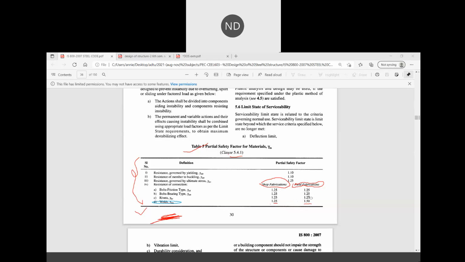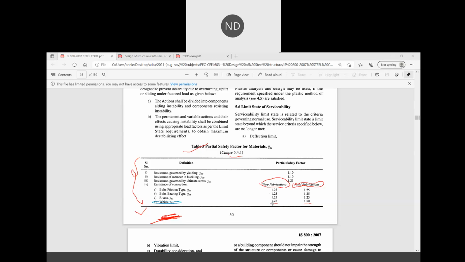Suppose you are joining two metal parts with the help of welds, whether fillet welds. I think I have talked with you about the different types of welds. One was the fillet weld, one was the slot weld, the other was the groove weld. Overall, when you're using the partial safety factor gamma MW for welds, what will happen?